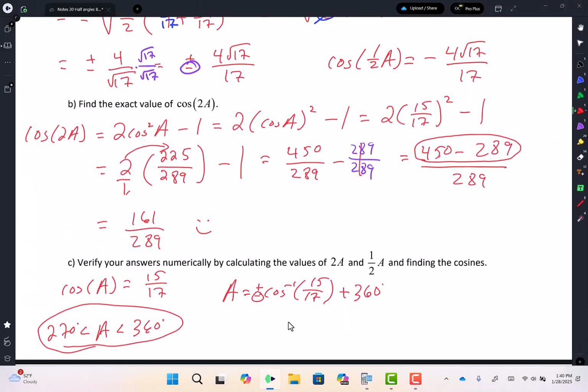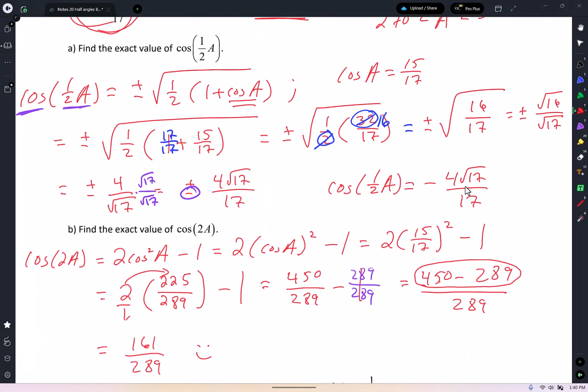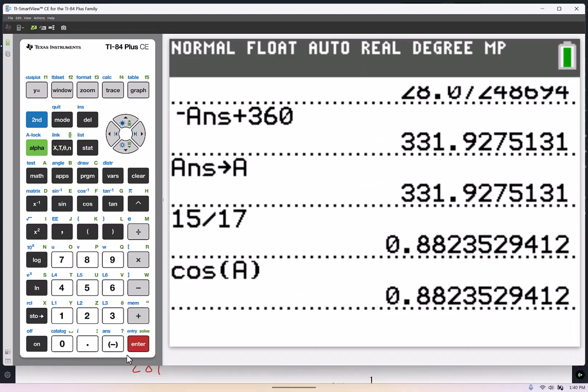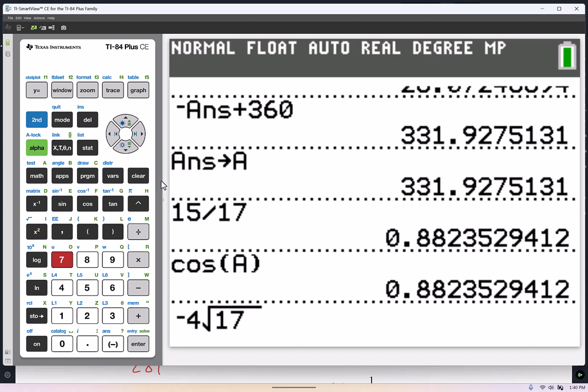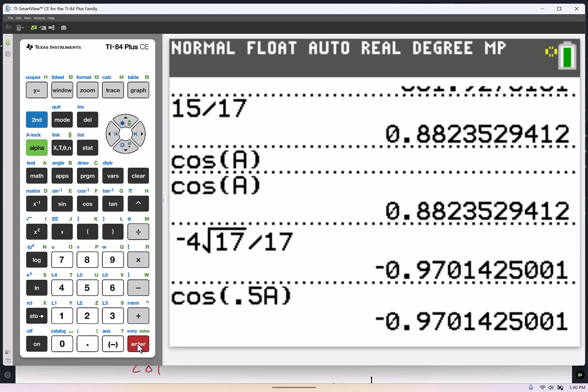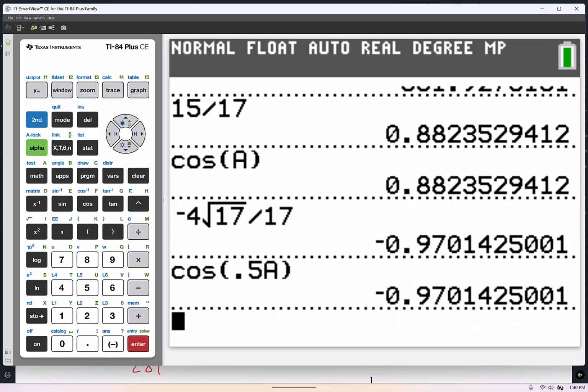Remember this answer that we got for cosine of half A? This one right here? We got negative 4 square root of 17 over 17. Okay, look at this. So negative 4 square root of 17. I guess I could have done negative 4 divided by square root of 17. It would have gotten it faster, but that's fine. Divided by 17. Boom. You see that number? Okay, here you go. Check it out, guys. Cosine 0.5. Look, that's half of A. There it is, half of that A. Look at it. Let's see if it's digit per digit. Look at that. Cool, right?